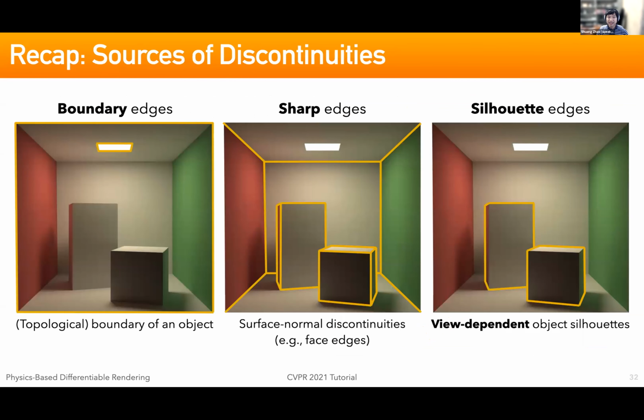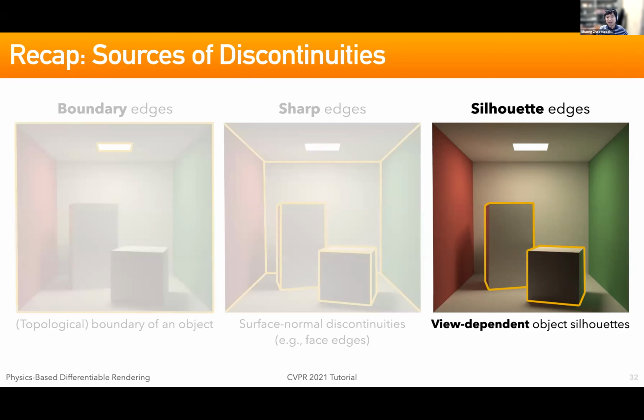And again, here's a recap of the different types of edges. For example, the boundary edges are the topological boundaries of an object. If you have an open mesh, you get these; if you have a closed mesh, then you don't get any topological boundaries. And we have sharp edges, that's when you have normal discontinuities. And we have silhouette edges. This is when one object occludes another object, then you get silhouettes around the occluder. And again, as Yanis mentioned, no matter how smooth your geometry is, as long as there are occlusions, you will not be able to completely avoid silhouettes.